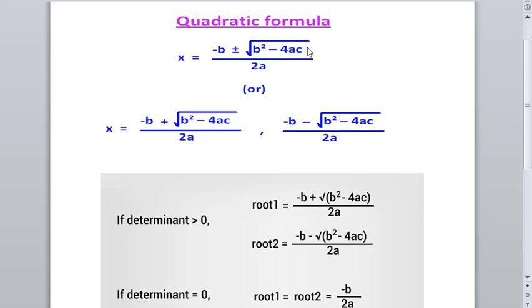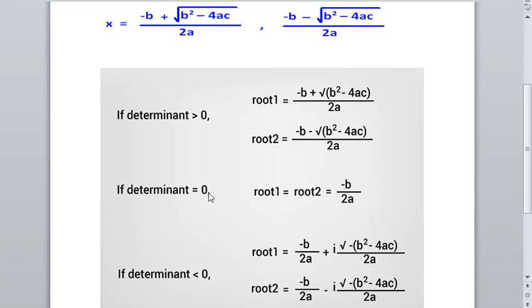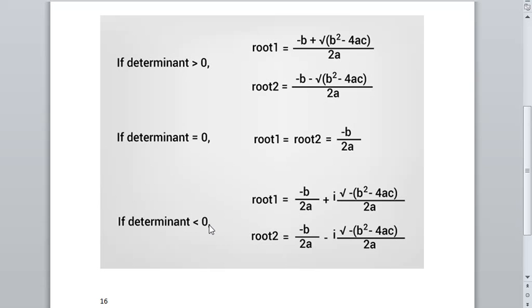Now if this b square minus 4ac is greater than 0, then it will have two separate roots which are real. Okay, if it is equal to 0, then roots would be real, but there will be only one root, meaning both root 1 and root 2 will be equal. And if the determinant is less than 0, then there will be complex roots. Complex means imaginary, where i is used, that is outside our scope.